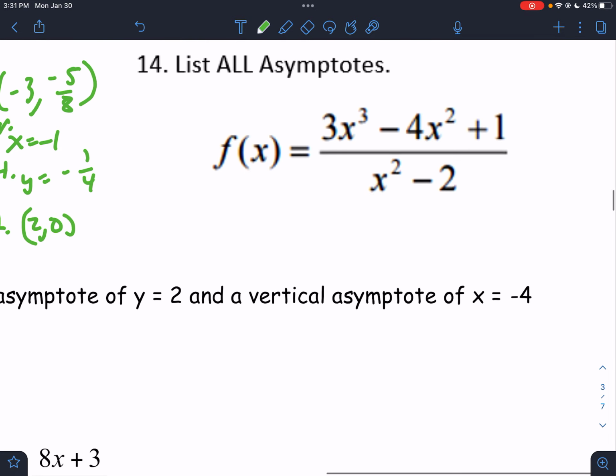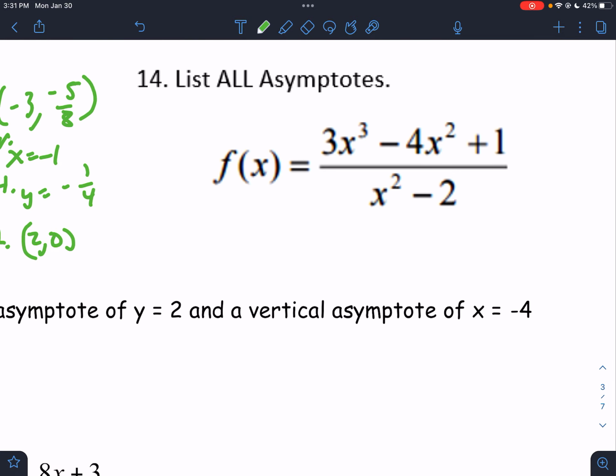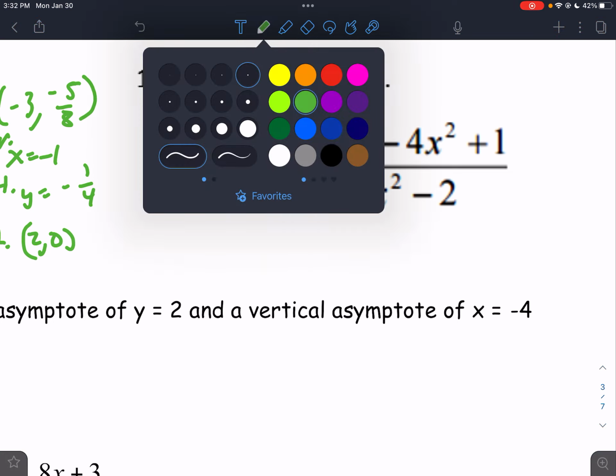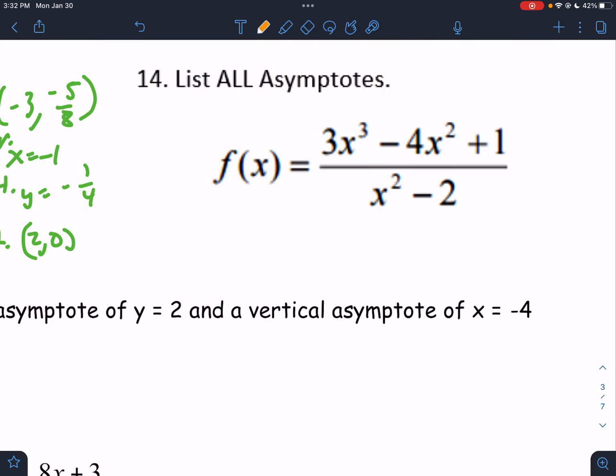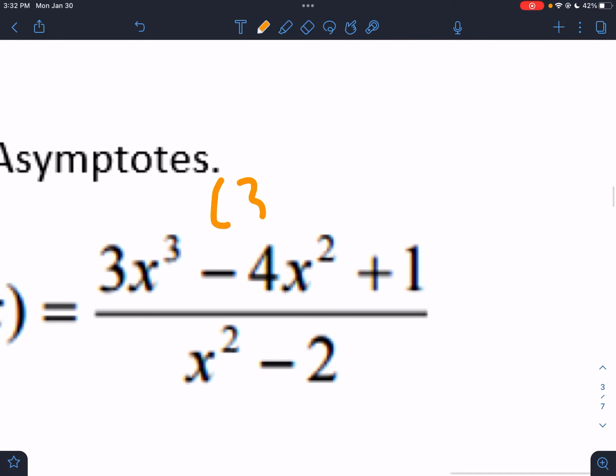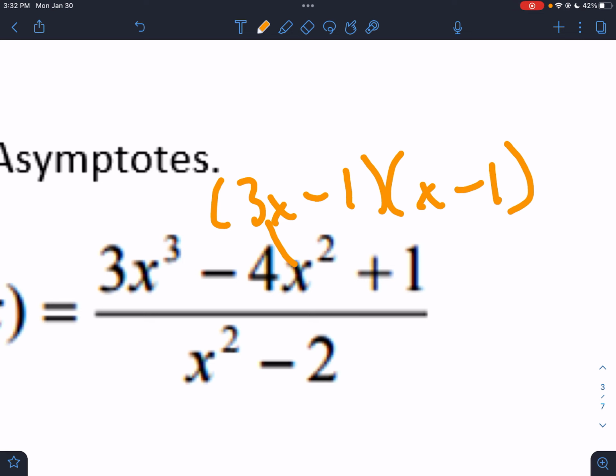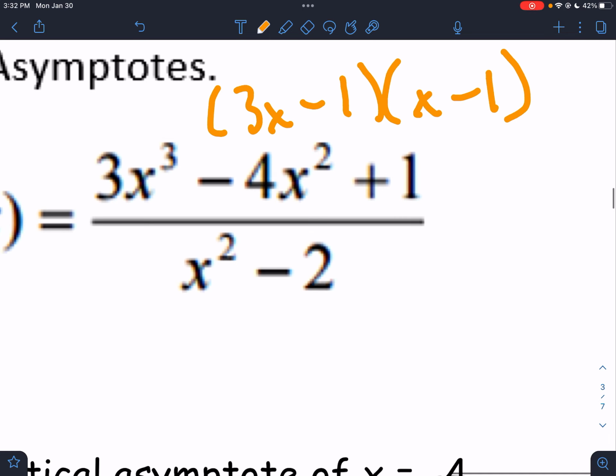Crushed it. This one says list all asymptotes. So factor it out. What factors of 3 add up to 4? It's going to be 3 and 1. So the top is going to be 3x and x. I need 3. Nope, I need -3 and -1. Nope, that won't do it. There we go. Right, because when I distribute, that's -3, that's -1, there's my -4. Okay, so that's the top. The bottom does not factor per se.